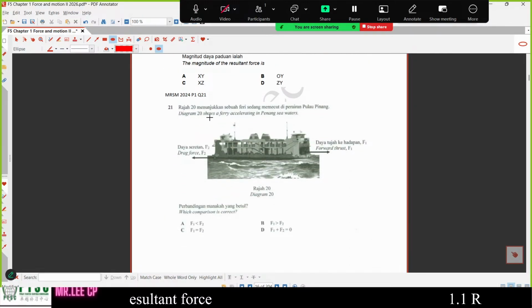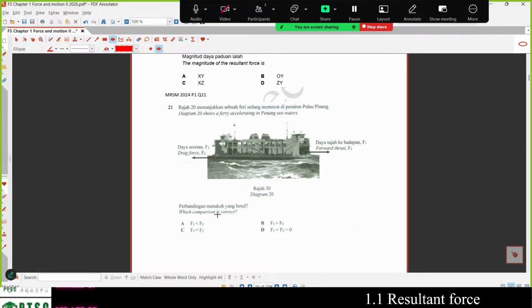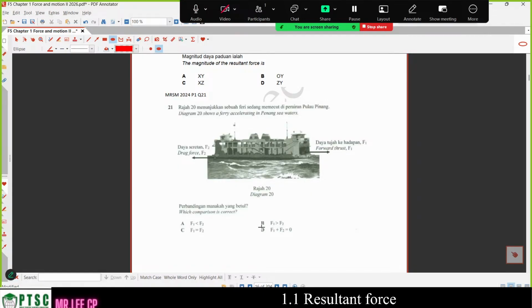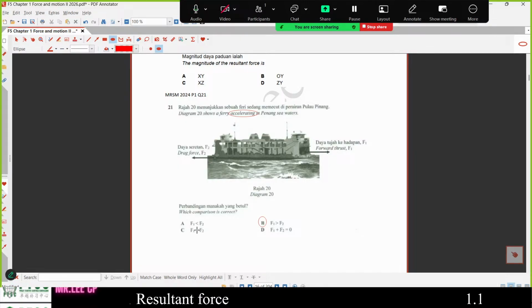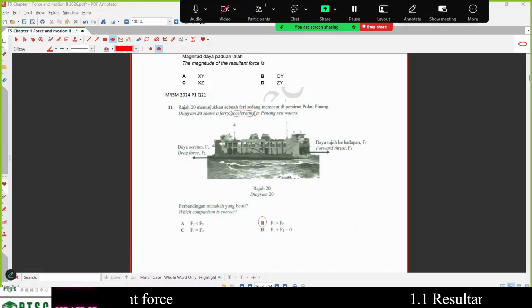Number 21, the diagram shows a ferry accelerating in the Penang seawater. Which comparison is correct? They said accelerate. Accelerate means forward thrust is more than the drag. F1 is more than F2. The keyword here is accelerating. If it is constant velocity, not accelerating, then F1 is equal to F2. This one is not constant velocity. This one is accelerating. Okay.